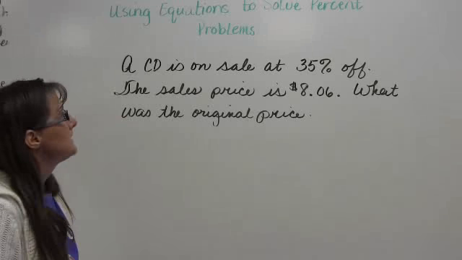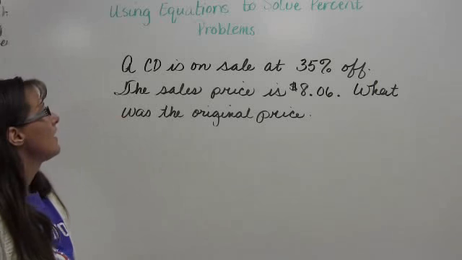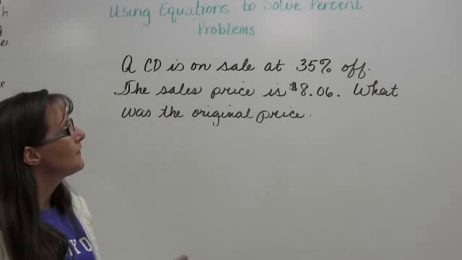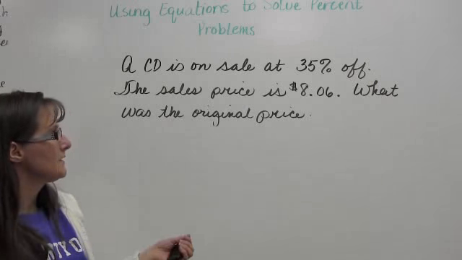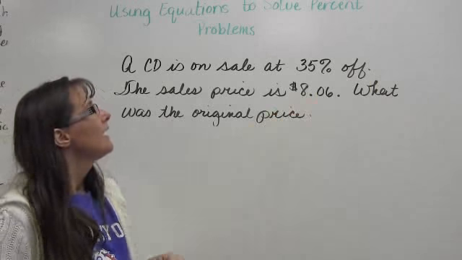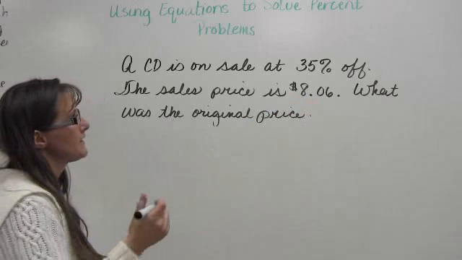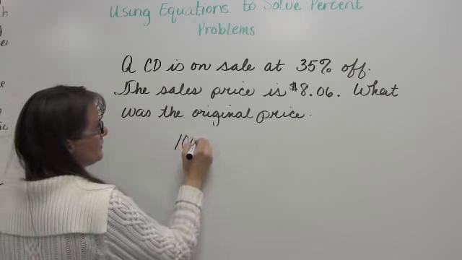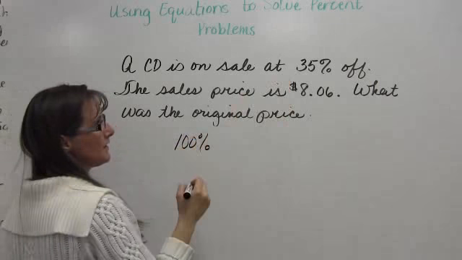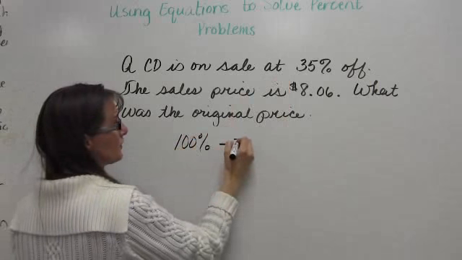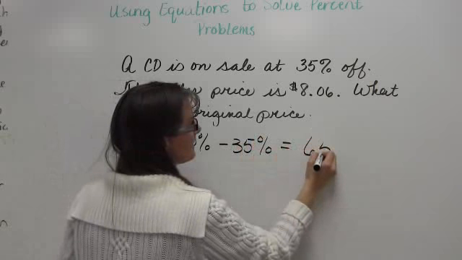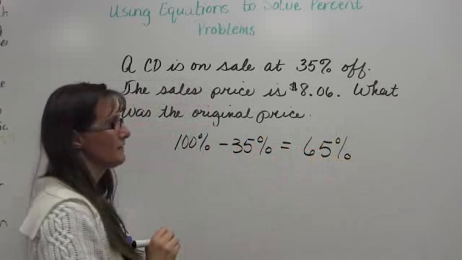Here we have the question, a CD is on sale at 35% off. The sales price is $806. What was the original price? Well, before I can figure out what the original price is, I first need to decide what does the 806 represent. And the way that I'm going to figure this out is I know that I had 100%. That's what the original price was, 100%. I discounted it at 35% off. That means I took 35% off that price, leaving me with 65% that I was going to have to pay.